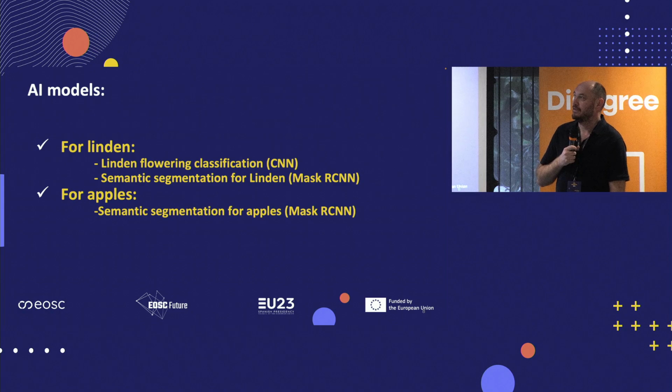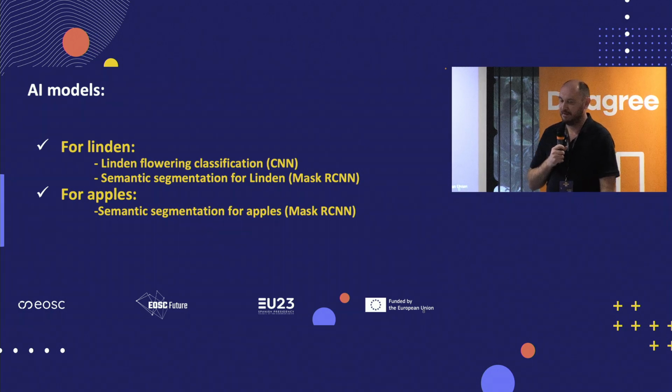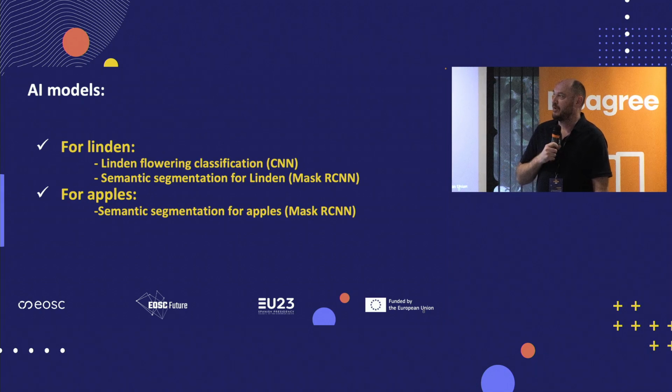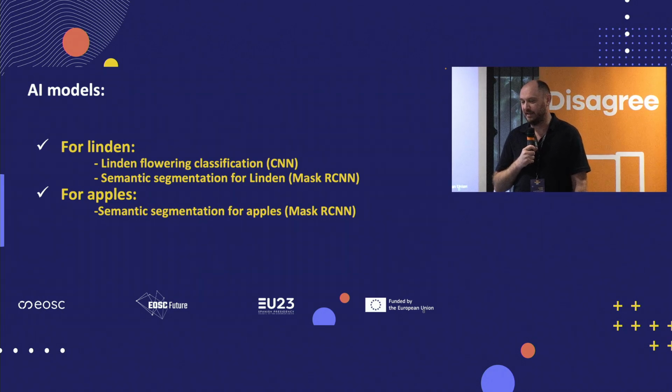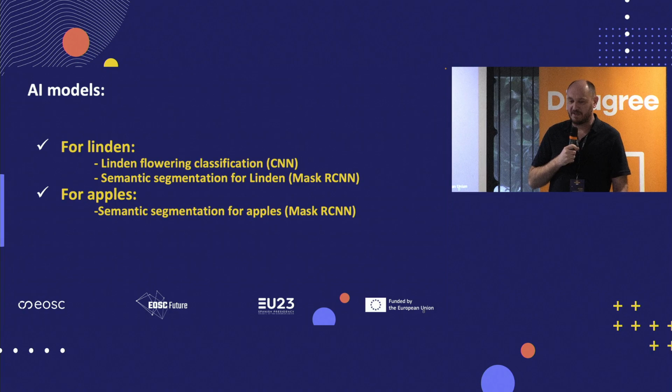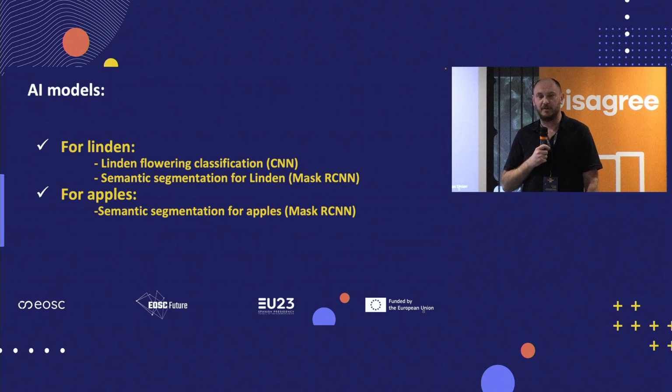Generally, we have three AI models, based on the algorithm in the brackets. Mask R-CNN is one of the state of the art for semantic segmentation. The idea is to find, for example, all the apples in the images, for example in orchards. And it is semantic segmentation.